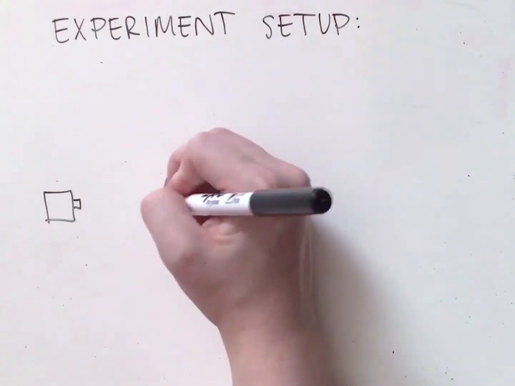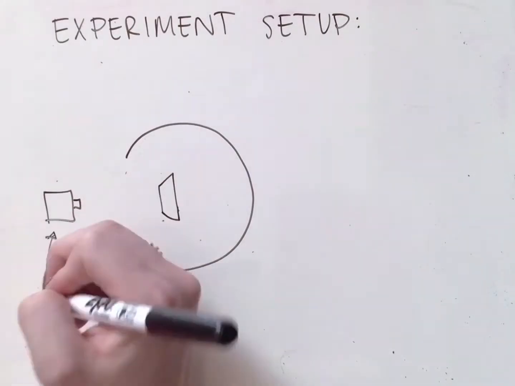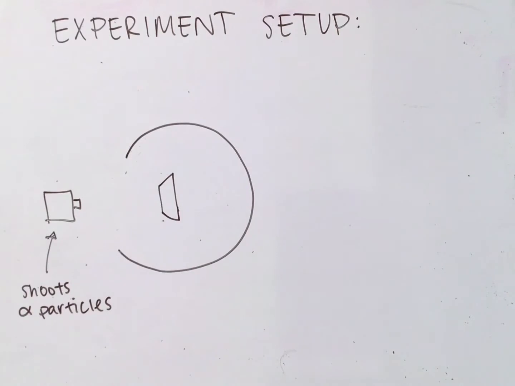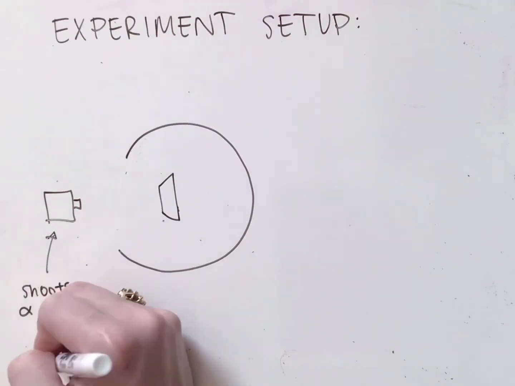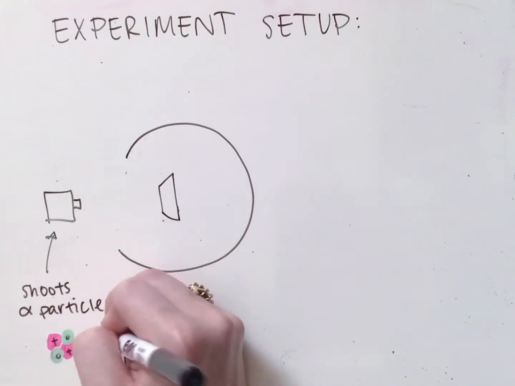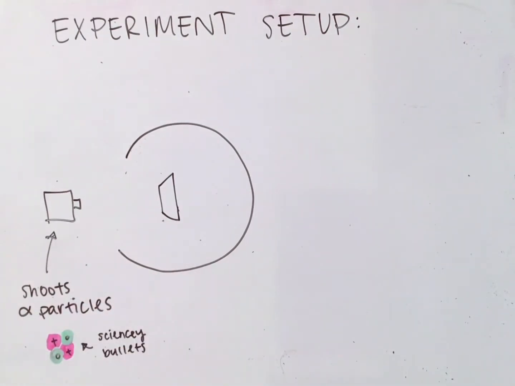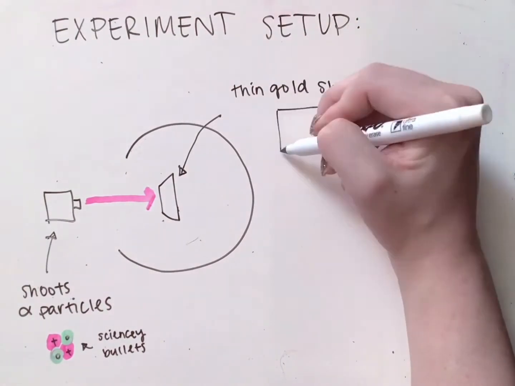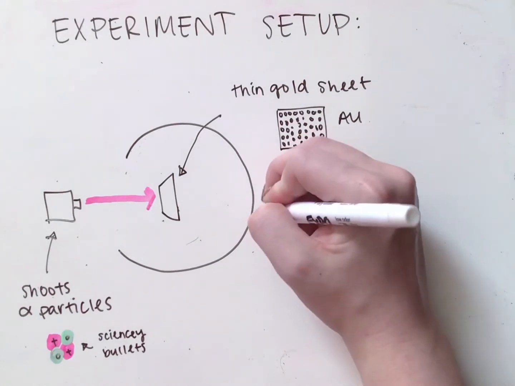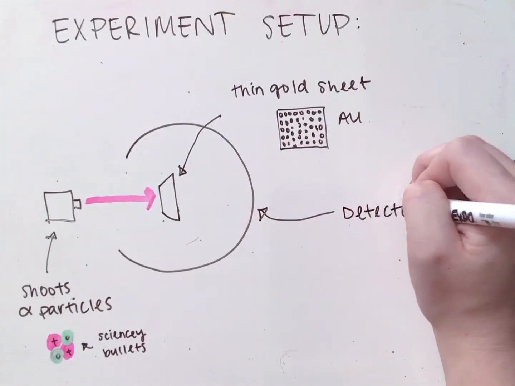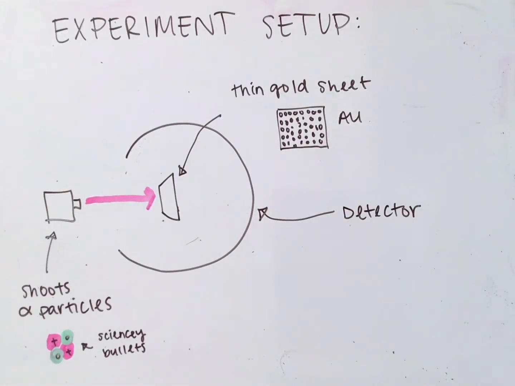His experiment consisted of a device that would emit alpha particles, which are comprised of 2 protons and 2 neutrons. Think of these like little tiny sciencey bullets. These would be propelled towards a thin sheet of gold foil, which consists of many gold atoms. The last part of the setup is a screen that detects the alpha particles. If one of the particles hits the screen, then Rutherford would be able to tell where it hit.